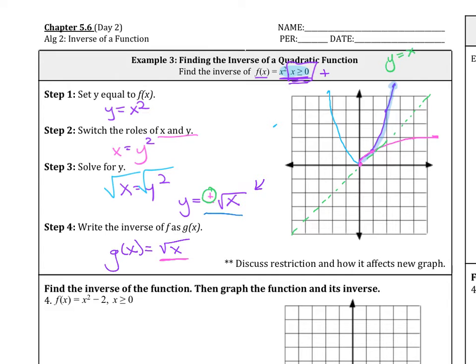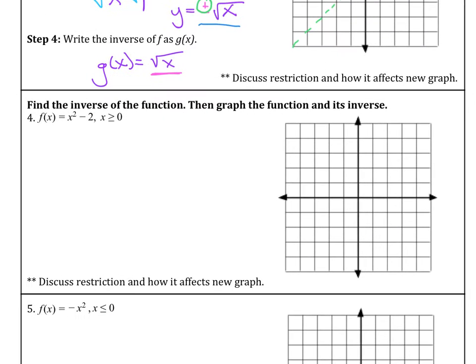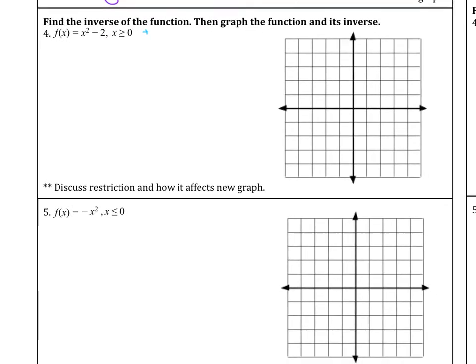So let's go ahead and try the next example. Find the inverse, and then we're going to graph it, and you're going to try graphing it. Now this is x squared minus 2, where x is greater than or equal to 0. Again, we're looking only at the positive side after we take this square root. So try this example, and then maybe try number 5 also.